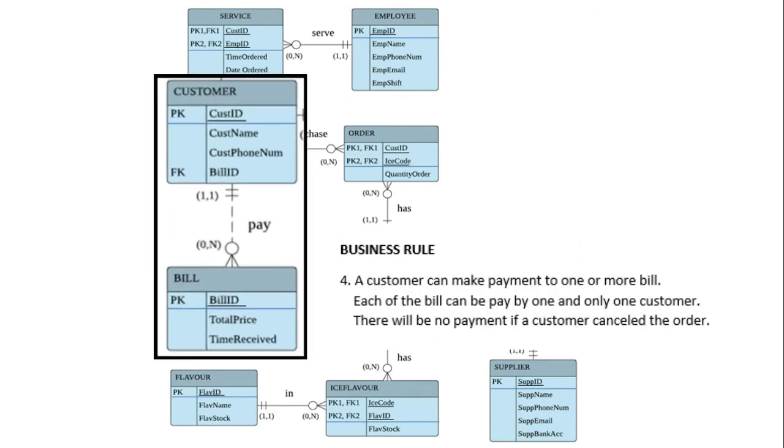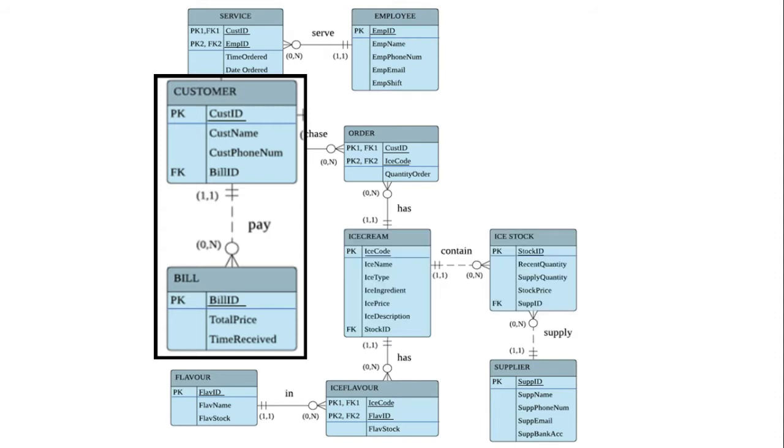A customer can pay one or more bills. Each of the bills can be paid by one and only one customer. There will not be a payment if a customer cancels the order. This is also an optional entities relationship.